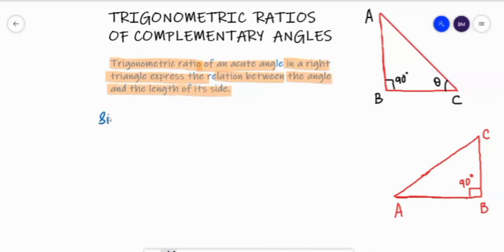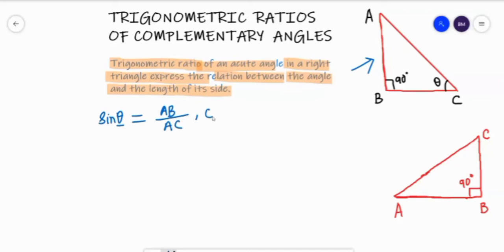sin theta, where theta is the acute angle. Suppose ABC is a right angle triangle and theta is the acute angle. Then sin theta, the trigonometric ratio of the acute angle theta, is defined as this height divided by the hypotenuse. This is known as height divided by the hypotenuse, that is AC.